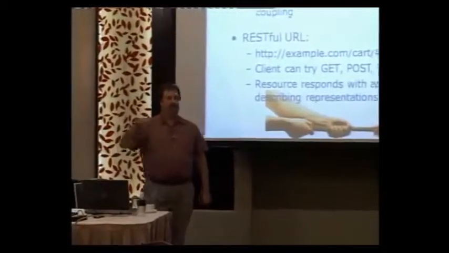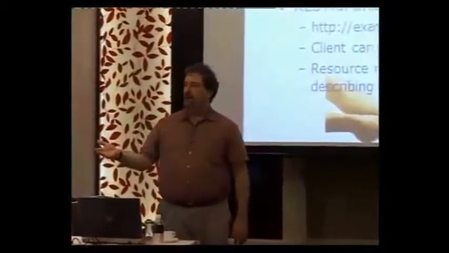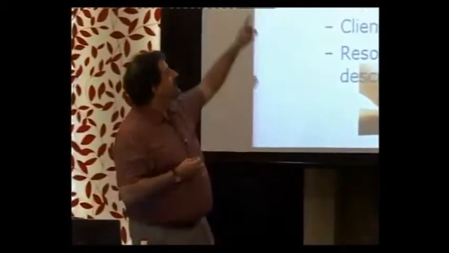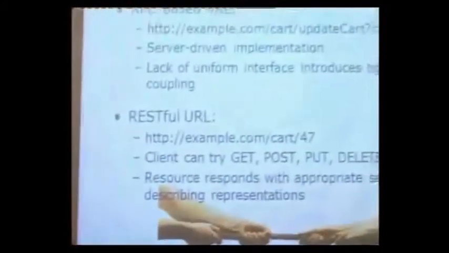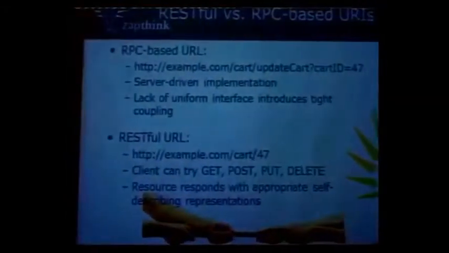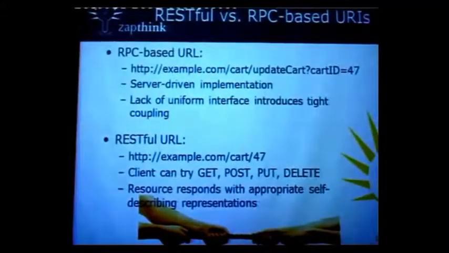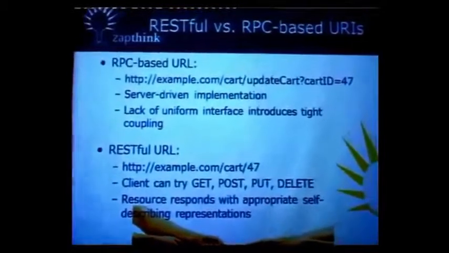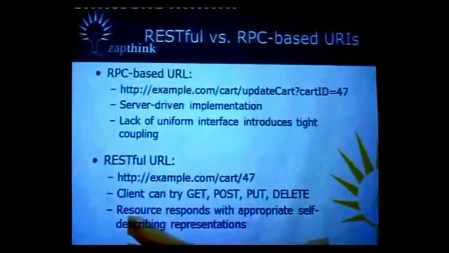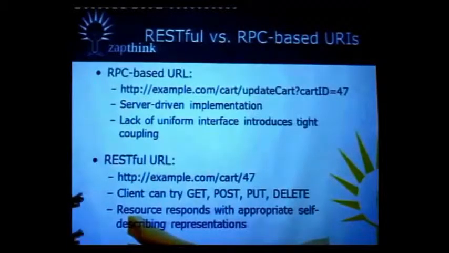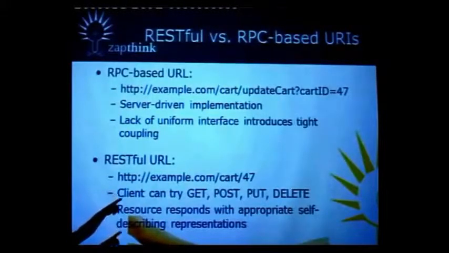Well, we call procedures. We think of it as having an API that has particular procedures, and we call those procedures. So the problem there is we have to know a lot about how it works ahead of time, and if we want to change what the server does for us, that might break things, and that's essentially what we mean by being tightly coupled, right? If we change something on the server, it breaks the clients. So an example of an RPC-based URL, it's at the top there, right? I have example.com/cart, that's the name of the resource, and then update cart, cart ID equals 47, right? So I name the operation, update cart, I name the parameter, cart ID, and I give it a value, right?